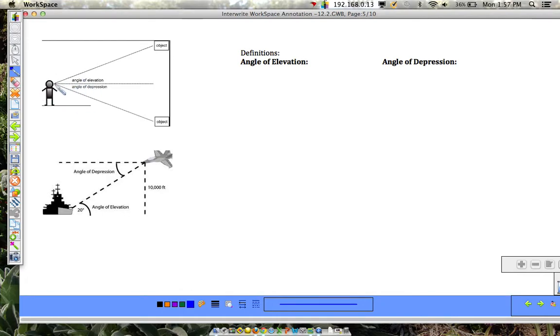The angle of elevation is the angle by which you have to look up. We're going to just write this really informally. It's really the angle above the horizontal. So we're just going to say the angle that you have to look up. So if I'm trying to look at this object, I have to literally look up at the object, so this is an angle of elevation.